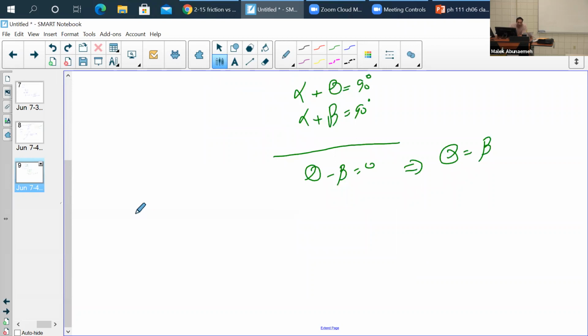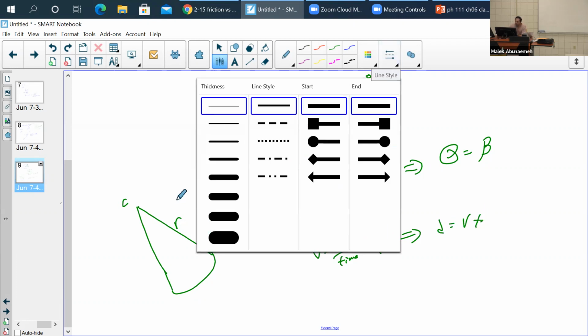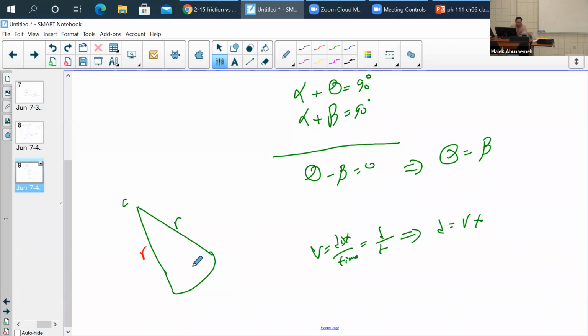So if you take that line, here's the center C over here, and this is your curved path. That's your radius. Now this is going to be your distance. You remember your velocity is distance over time, d over t. That means your distance is your velocity multiplied by t. So these two will be your radius, and this one will be v delta t.